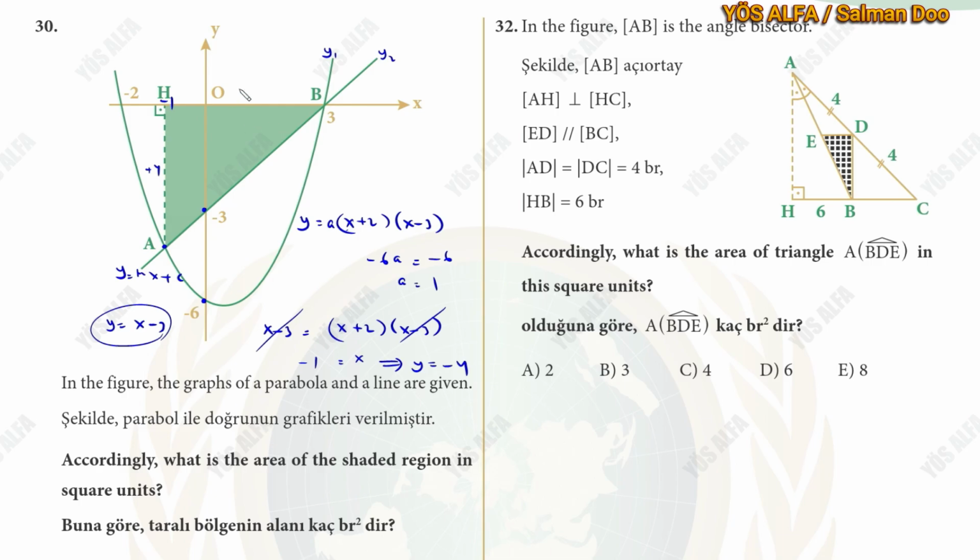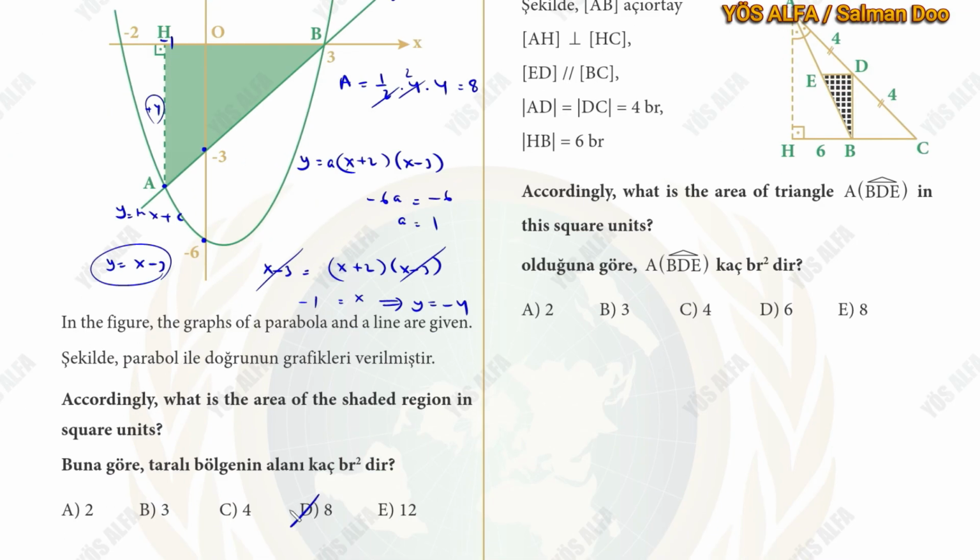So now we know the base and height of the triangle. The base is from 3 to minus 1. The distance is 4, and the height is 4. From here we have the area is equal to 8. So the answer is D.